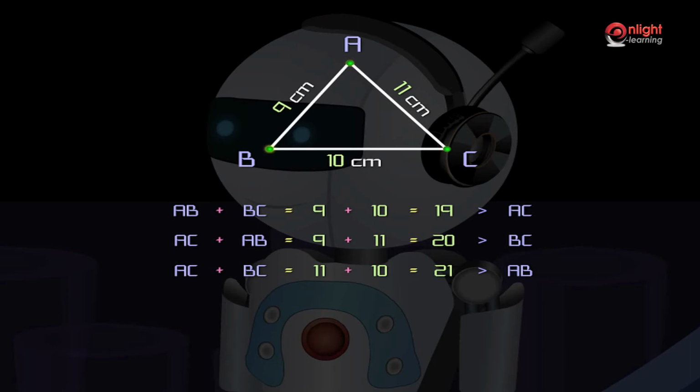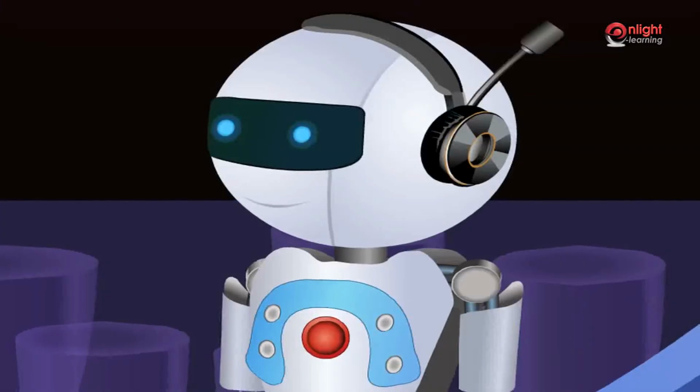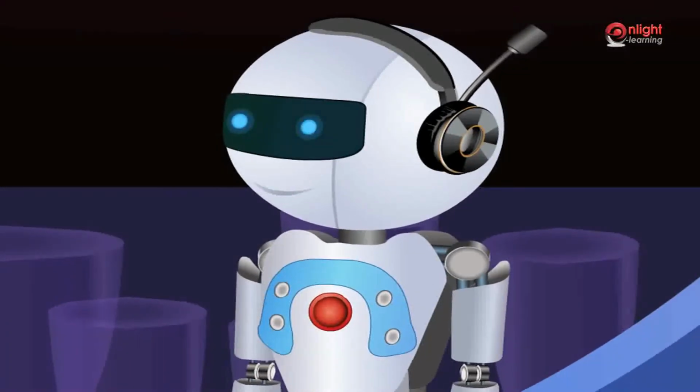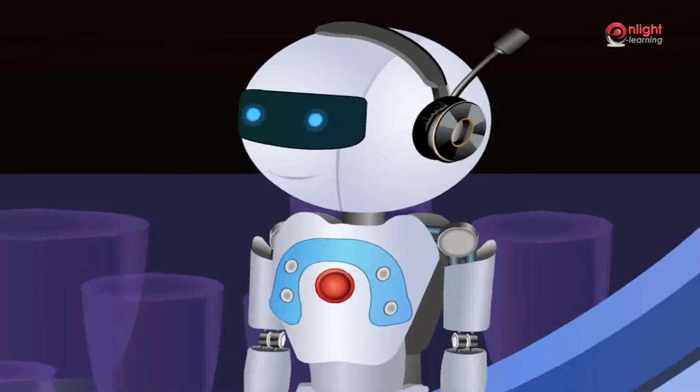This is observed for all the triangles. Hence, the sum of the two sides of a triangle is always greater than the third side is a characteristic feature of the triangle. Now let us find the difference between lengths of two sides of a triangle and check if there is any relation with the third side.